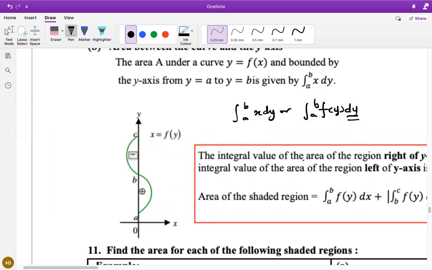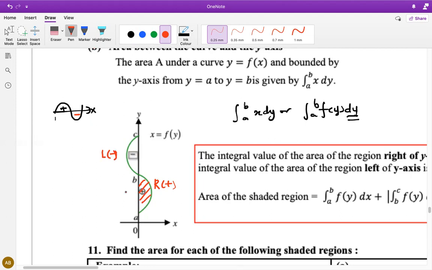As with the area bounded by the curve and the x-axis, if there are two parts like this, above the x-axis is positive and below the x-axis is negative. But for y like this, on the right is positive and on the left is negative, right? Left is negative.